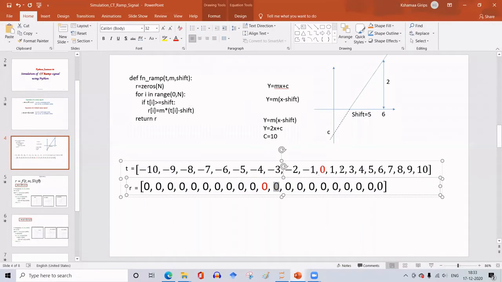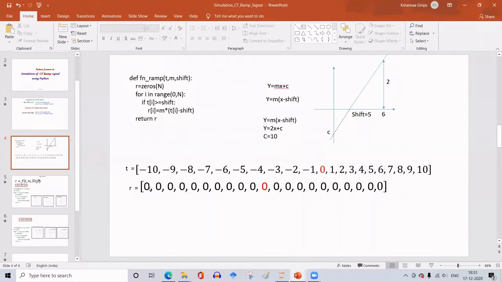Similarly, you can check when the T value is this, you will get a value R of I equal to 2. That will come to this place. Then 3, 4, 5, 6, like this, it continues. So when you plot this R versus T, you get a ramp with a continuous line. If you plot it, it is going to be a continuous time ramp signal.